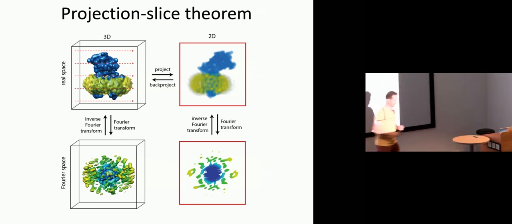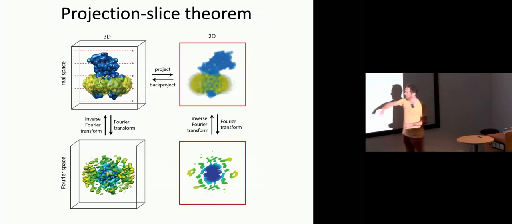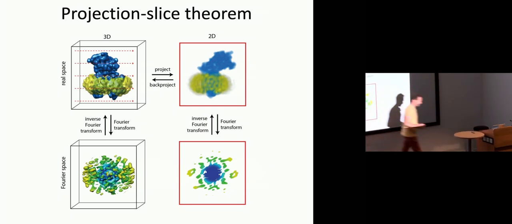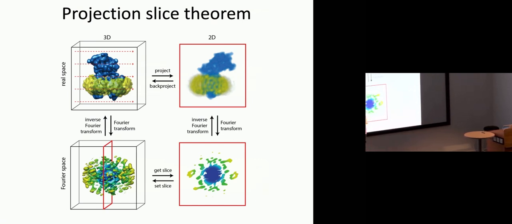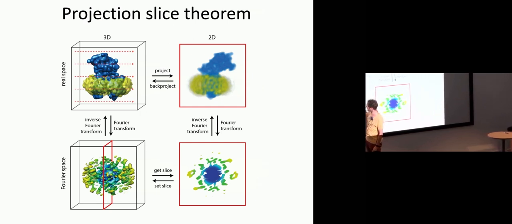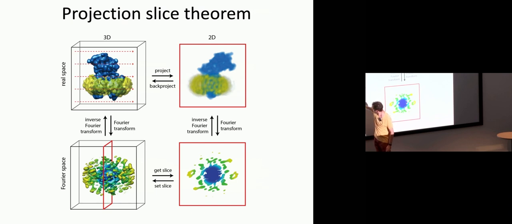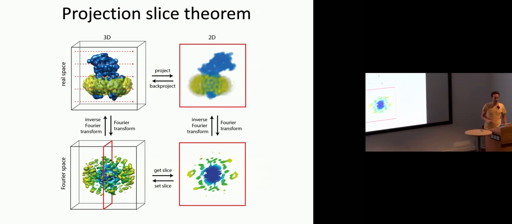So now there's something called the projection slice theorem, which says if that 2D image is the projection of that 3D object, then the bottom two-dimensional Fourier transform relates to this three-dimensional Fourier transform as a slice through its center. And the direction of the slice is perpendicular to the direction of the electrons that went through the object to make the projection image.